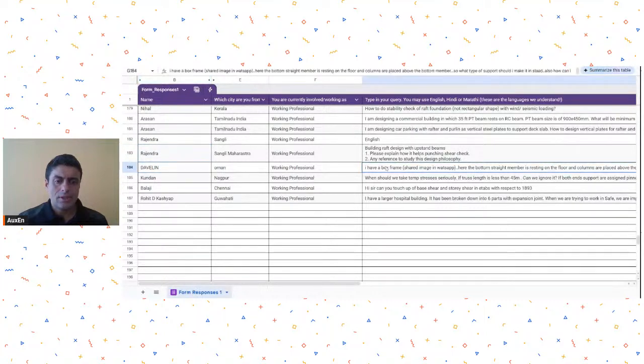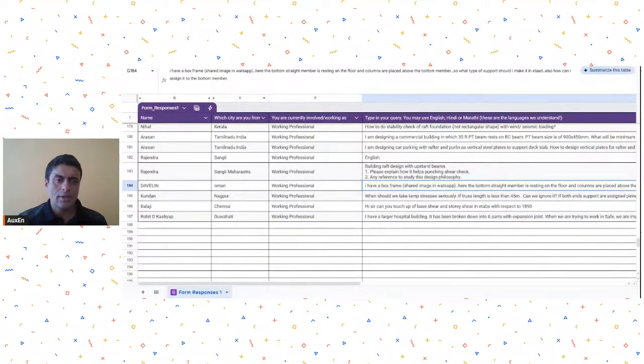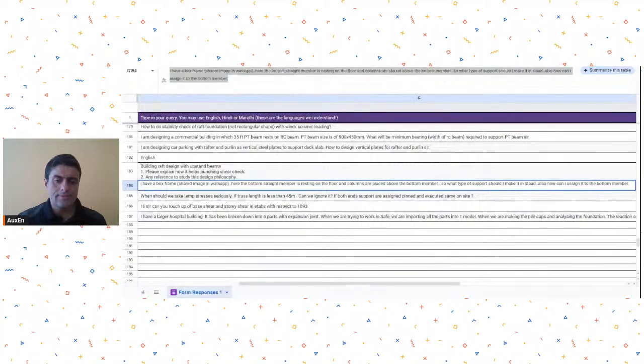So first I'll take queries from the Google form, and then we'll take queries from the live comments. This first query has been asked by Mr. Devlin. He's from Oman and he's a working professional. Let me just copy what he's asking. He has shared one image in WhatsApp. Let me just take that image also.